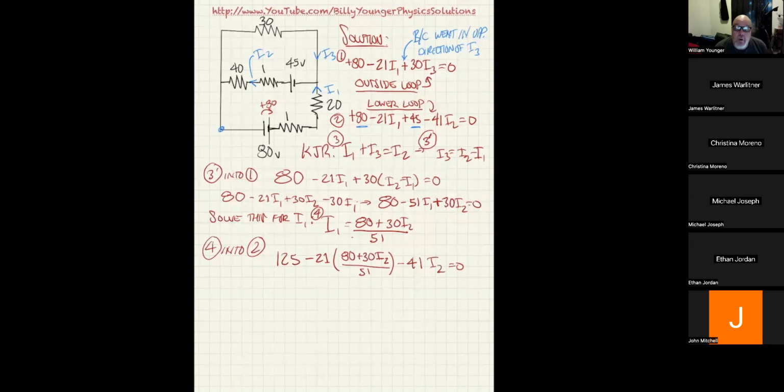When I do that, I end up getting 125 minus, I'll take 21 divided by 51, and then I'll multiply that by 80. And that gives me 32.94. And notice that's just a pure number. So just in case anybody wonders, it comes from this, and this. That's what gave me that.